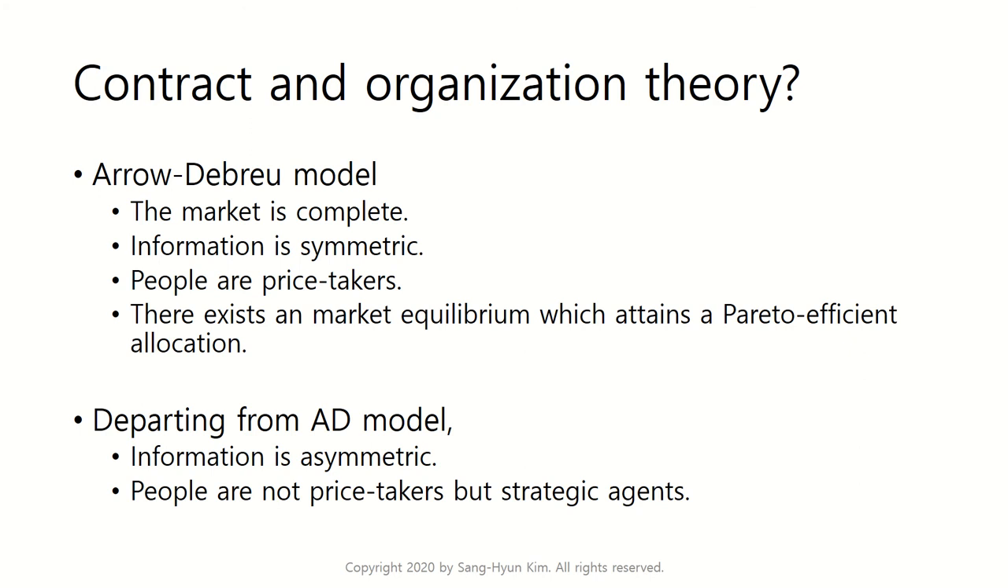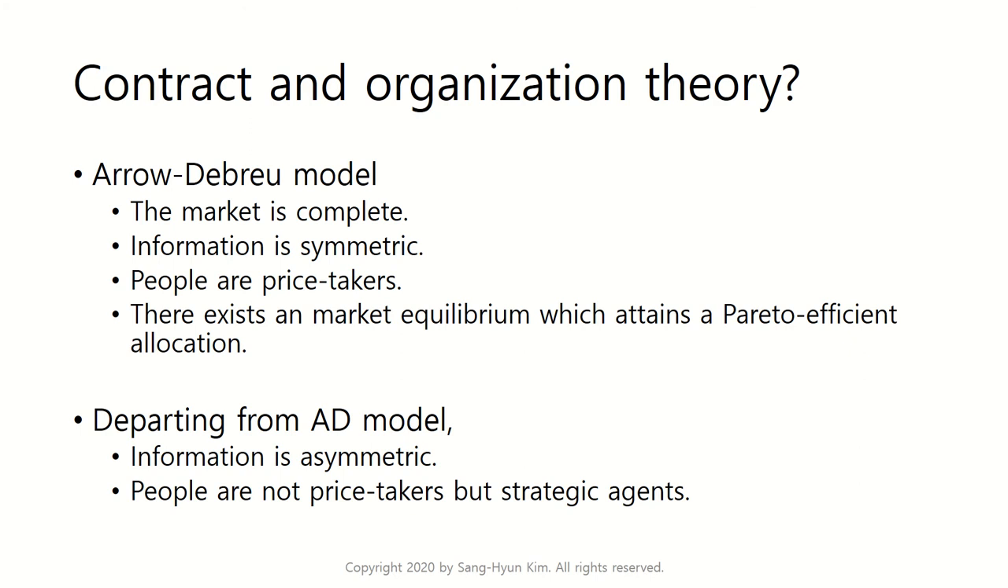And people are price takers. Okay, so what that means is people are not strategic players. They just take the prices as given, and they just play along. And given these assumptions, they show that there exists a market equilibrium which attains a Pareto efficient allocation, and also any Pareto efficient allocation can be achieved as a market equilibrium. So you are familiar with these statements, and that is the Arrow-Debreu model.